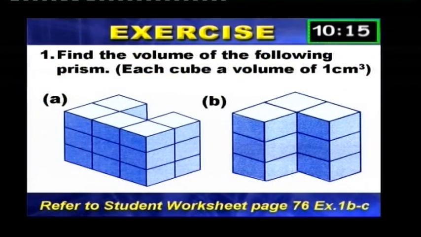Now receiving students in 7, we will move on to our exercise. You have 2 exercises. Exercise 1, find the volume of the following prism. Make note that each cube has a volume of 1 cubic centimeter. Each cube that makes up that prism has a volume of 1 cubic centimeter. Now, find the volume of the prisms that have been given, A and B.